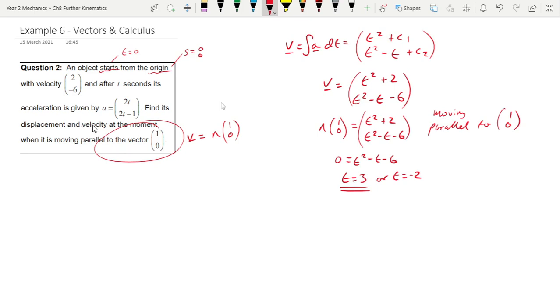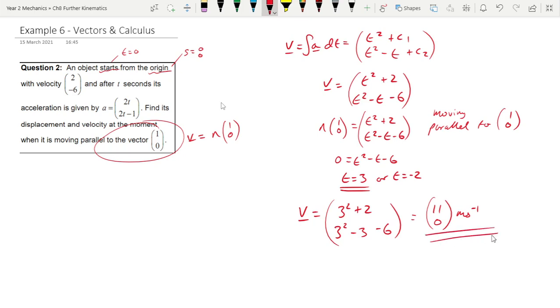And we've got to find the velocity at that moment. So the velocity at that point in time is going to be 3 squared plus 2. So I'm just substituting them into this. And 3 squared minus 3 minus 6. Okay, which gives me 11, 0. Just per second, and you can see that that's parallel to 1, 0 because look, it's 11 times 1, 0, isn't it? So that's the first bit of the answer.